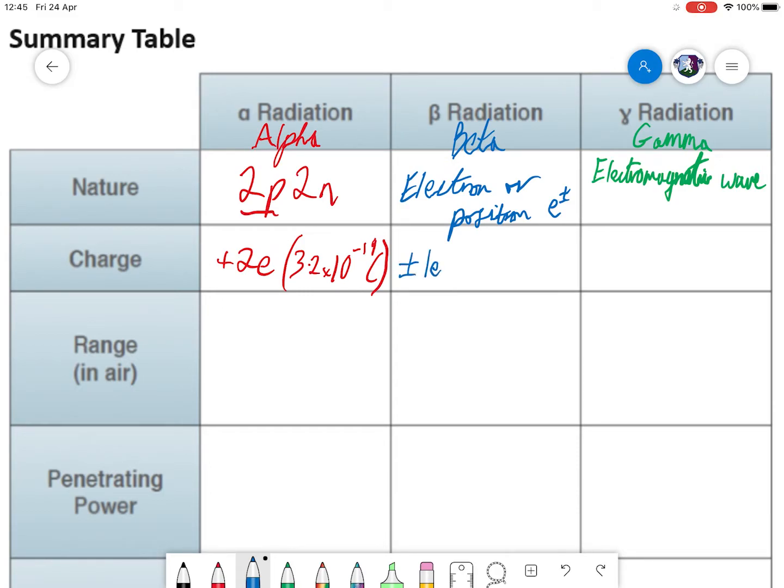Now, for beta, it is 1e, but it's plus or minus, depending on if it is the positron for plus, minus for electron. And that e value again, 1.6 times 10 to the minus 19 coulombs. Unsurprisingly, with no physical form, there is no charge for the gamma radiation whatsoever.